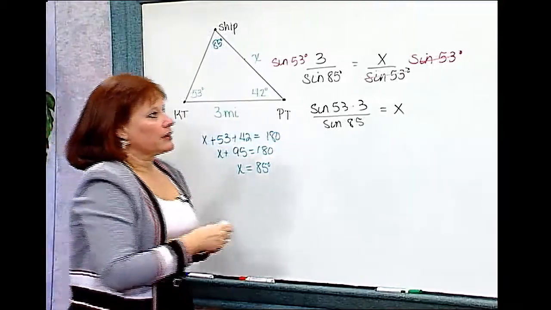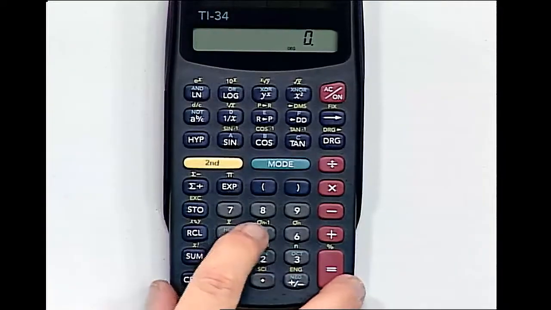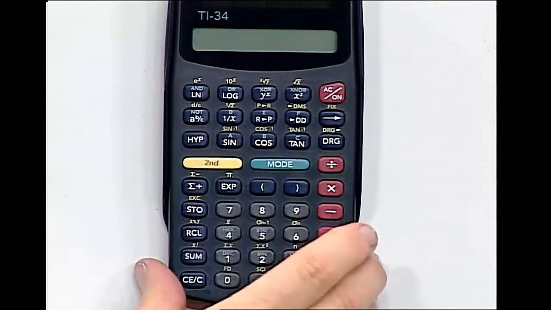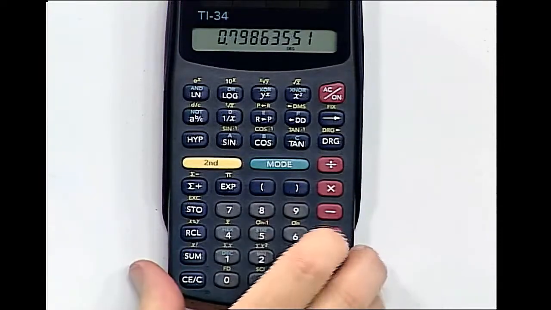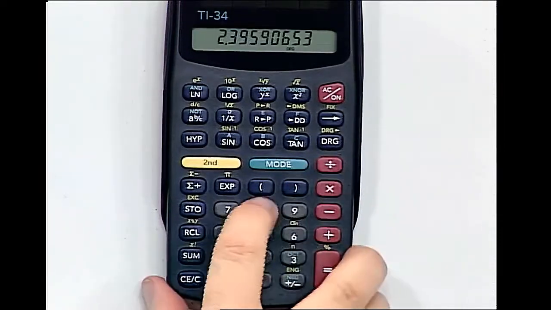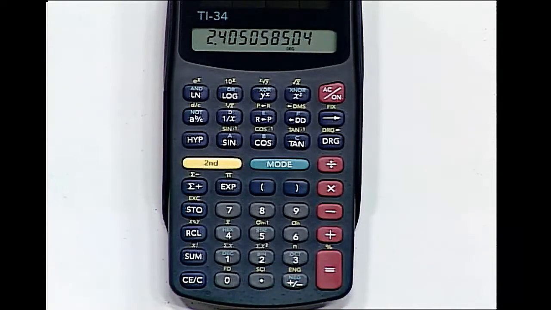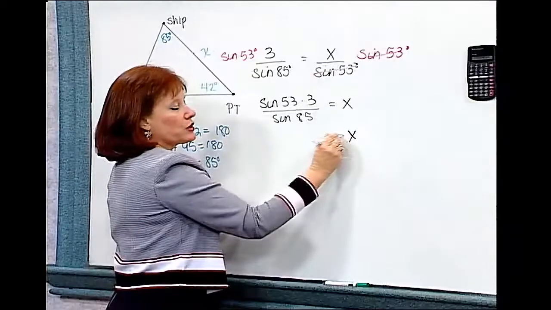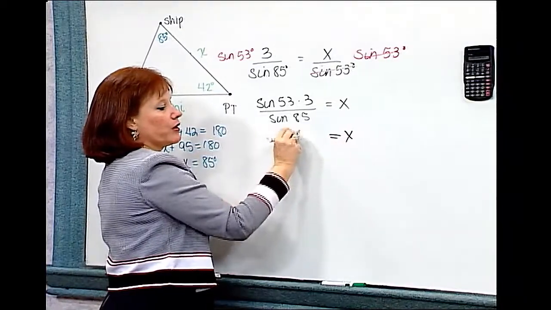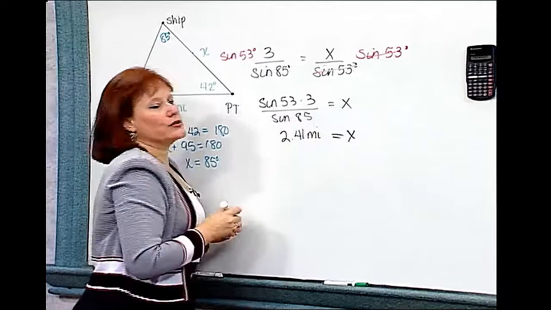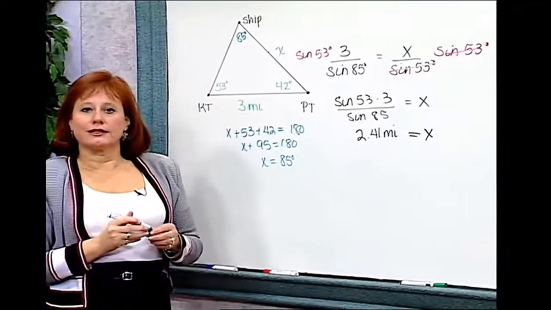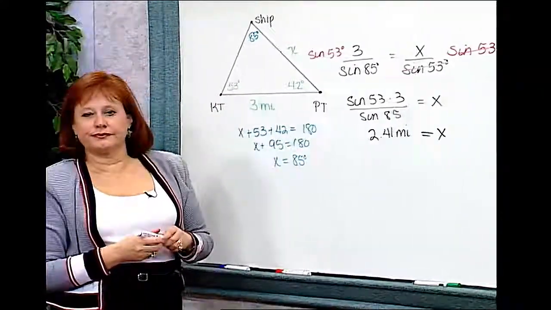tower. Coming to the calculator, I'll find the sine of 53 times 3 divided by the sine of 85, and I find that the distance is 2.41 miles. The distance from the ship to Peter's tower is about 2.41 miles. Using a simple application of the law of sines has helped us to solve this problem.